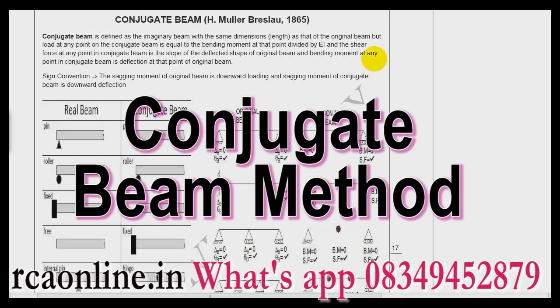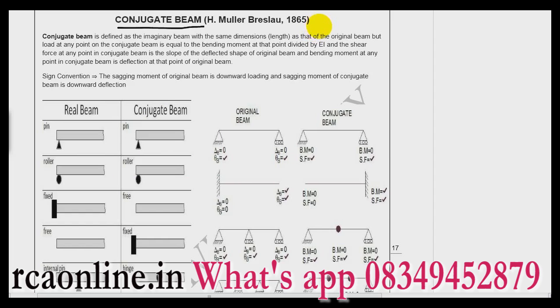Hello friends, in this lecture I will discuss conjugate beam. Conjugate beam is a method to find slope and deflection under a beam. This method was given by Muller-Breslau in 1865. Let us first understand the method.